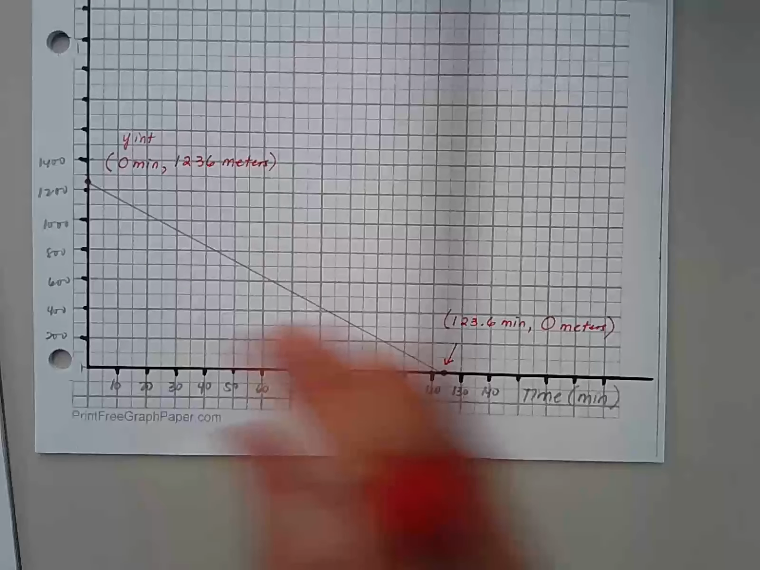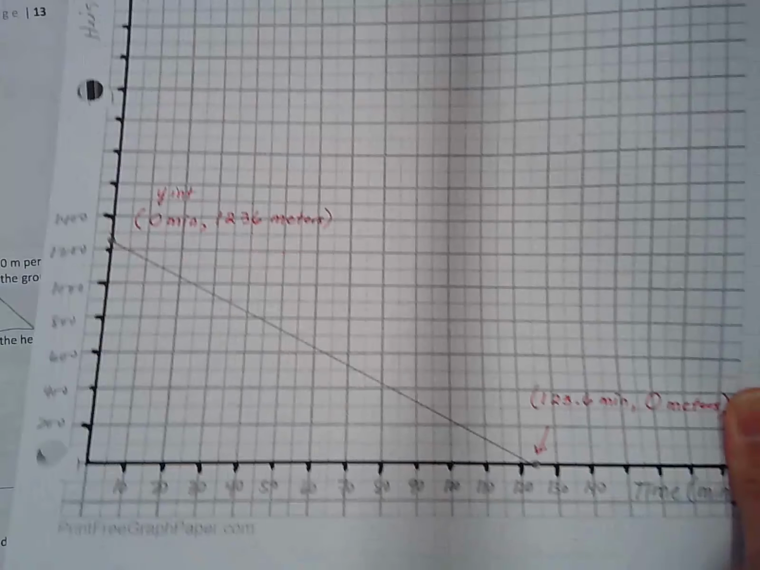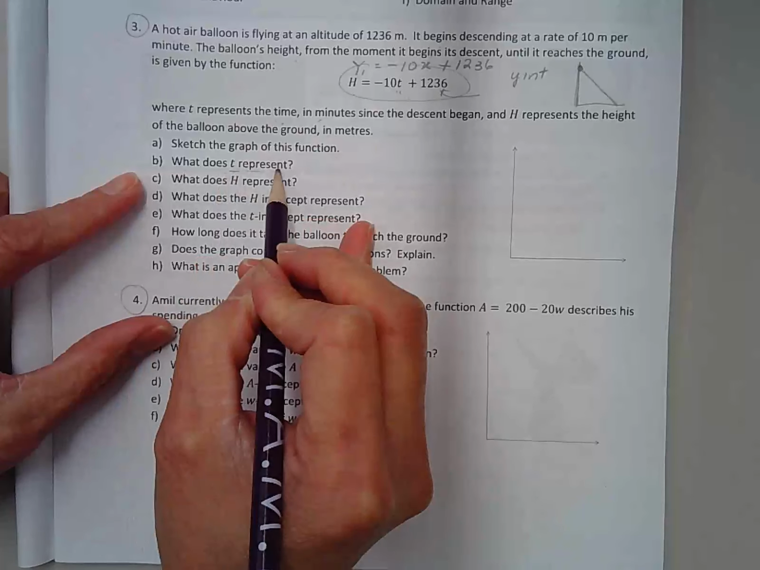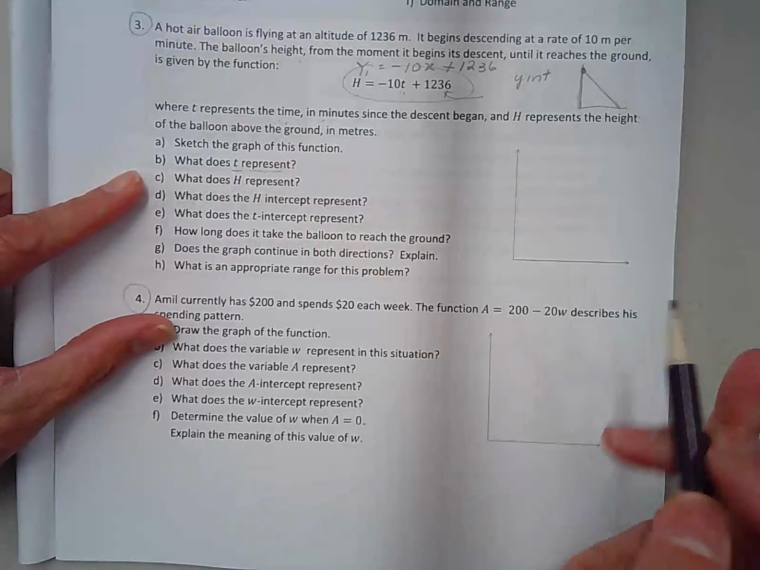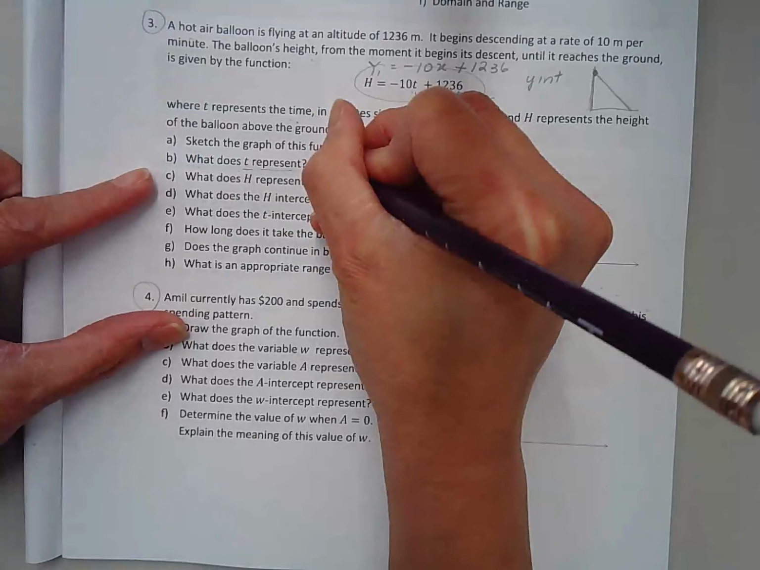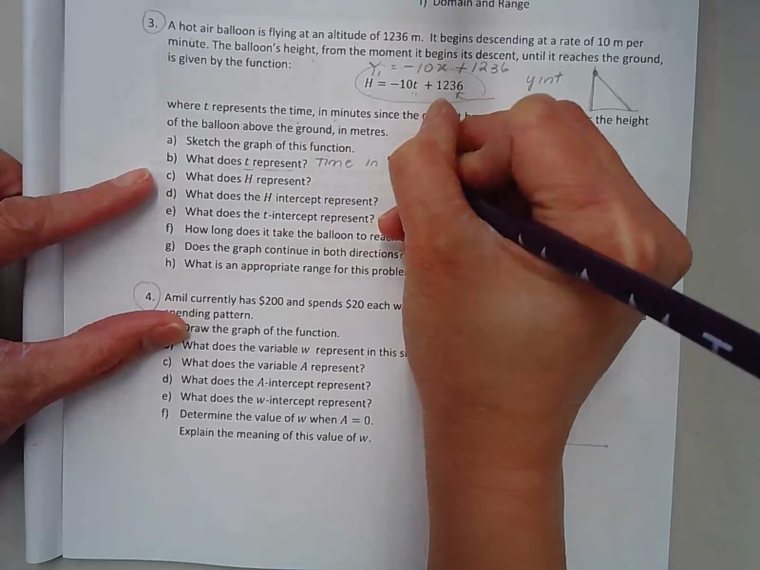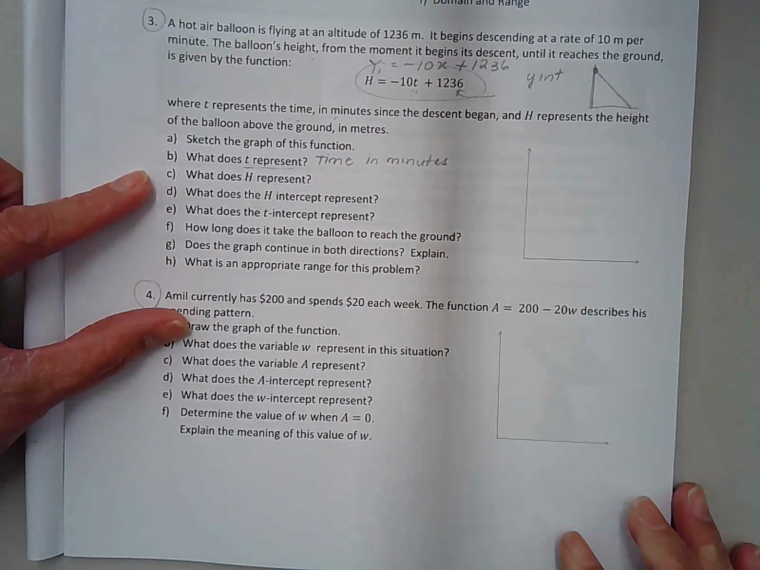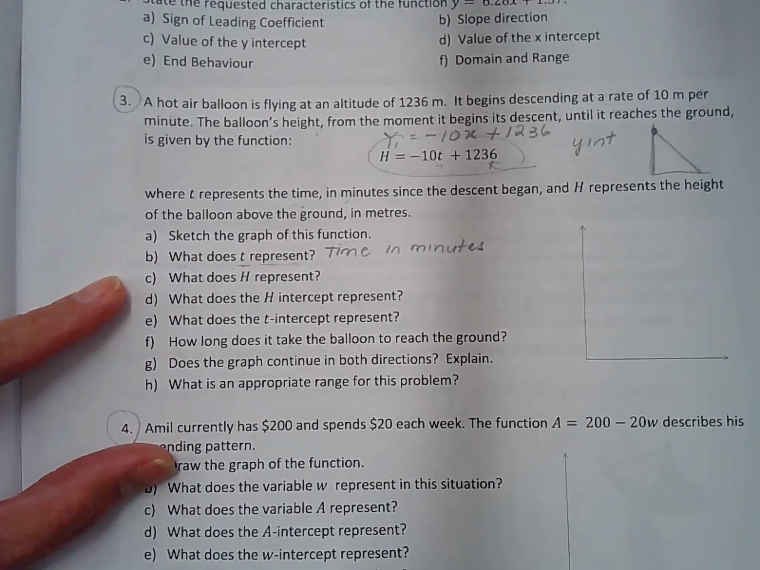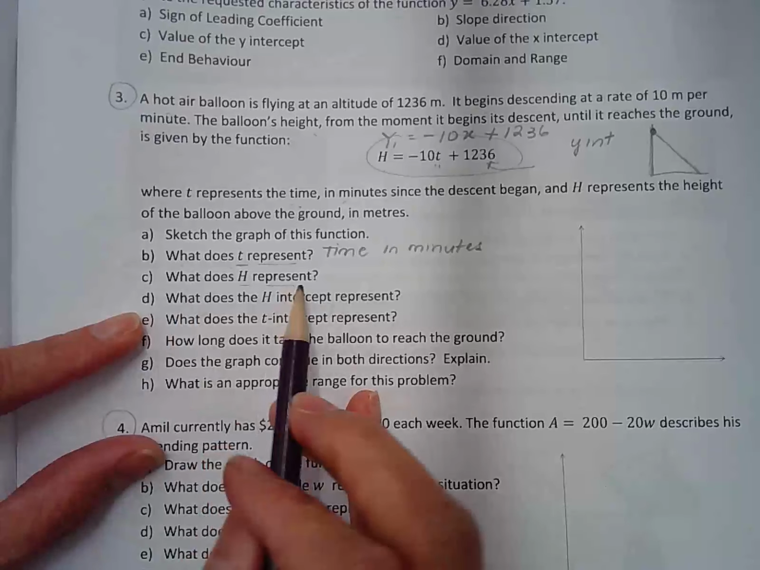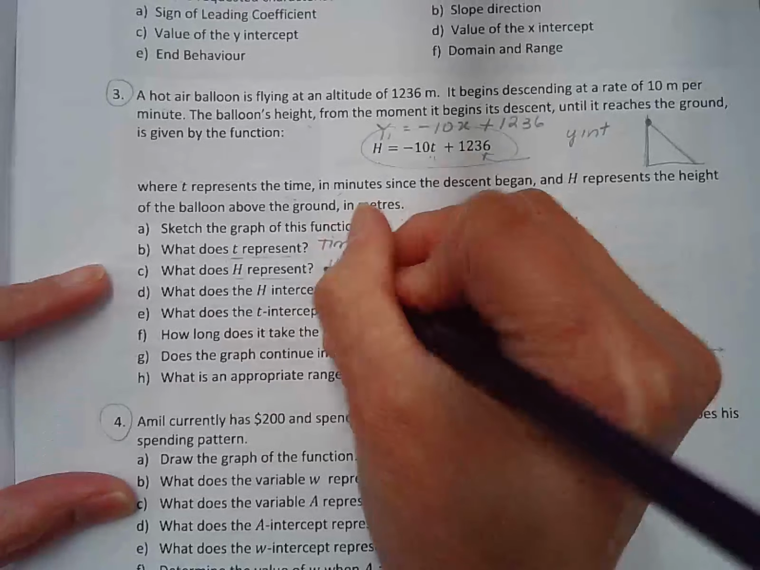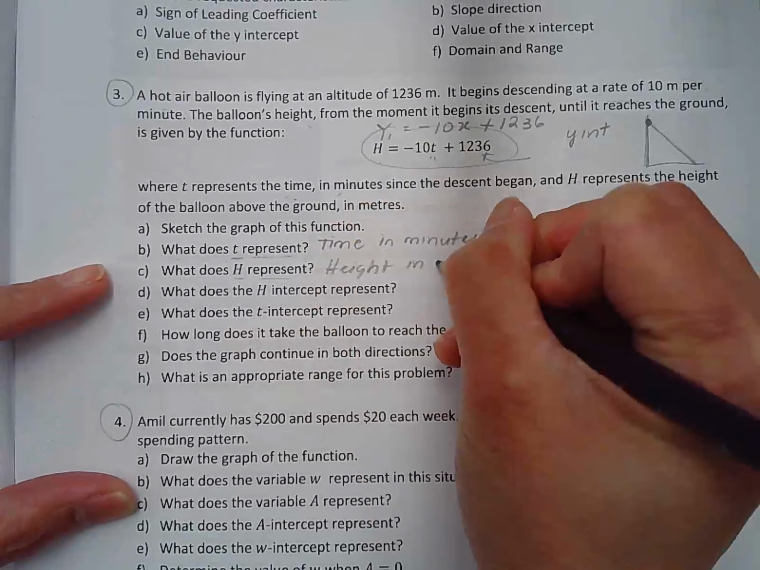Now, let's take a look at letter B. What does the T represent in this situation? So the T represents the time, time in minutes. What does the H represent? The height. So height in meters.